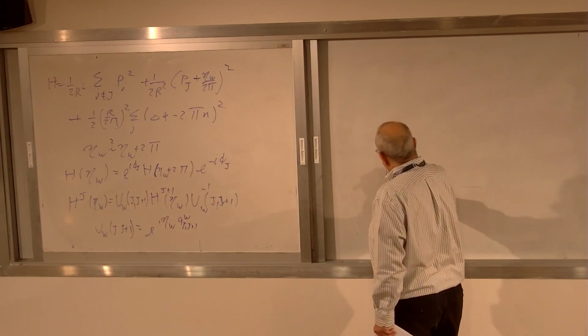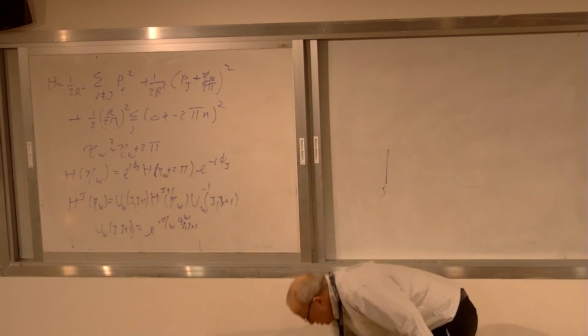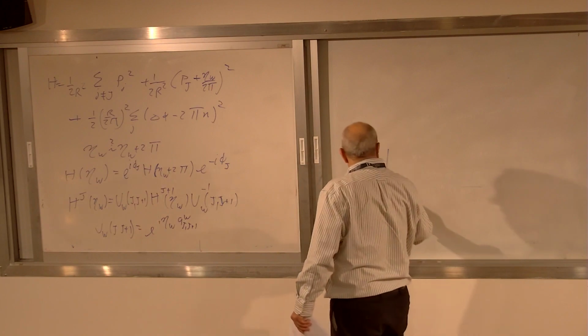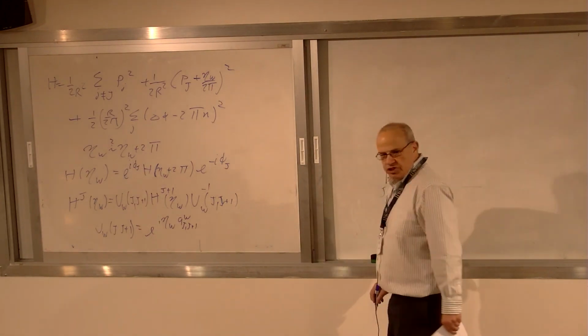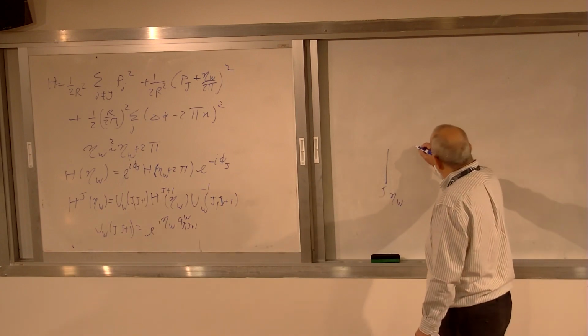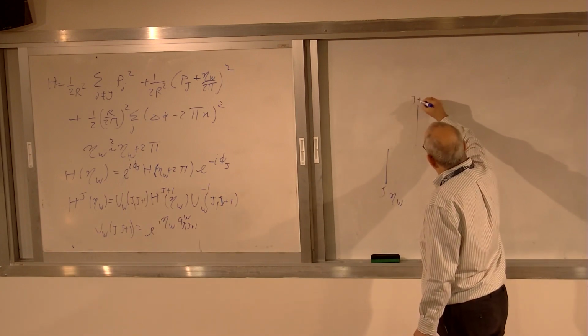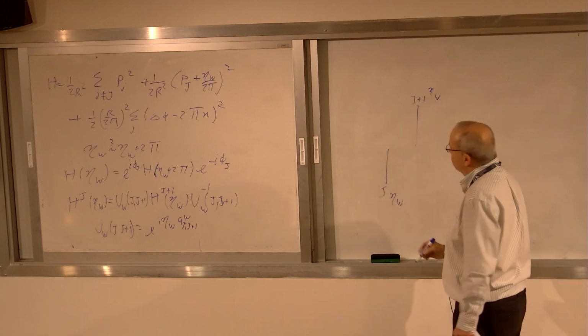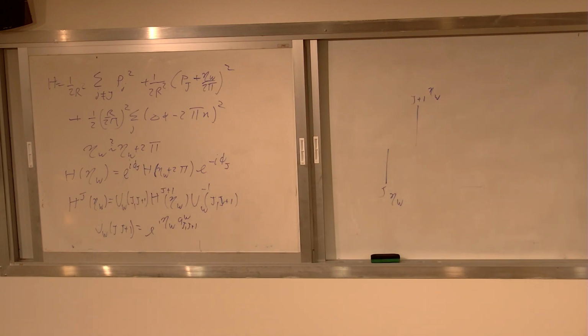So we have a defect at the point J, labeled by a twist eta W. And at some point, we would like to continue time evolution with the defect at the point J plus 1, with the same eta W. What do we need to do? We need to move it from place to place.